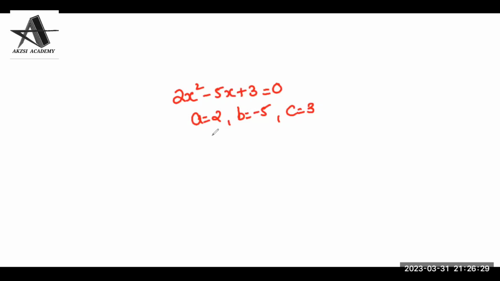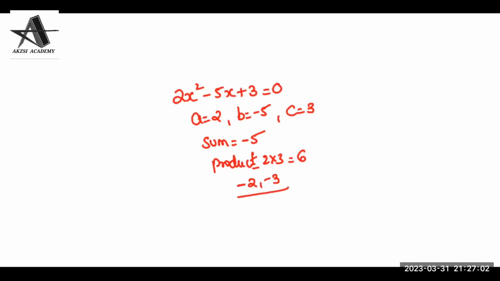Even that question where a is equal to 1, you can solve with this conventional method as well. But that's a shortcut. We have to do the same thing. We have to find two numbers whose sum should be equal to b, which is minus 5, and whose product should be equal to a times c, which is 2 times 3, that is 6. So it's the same kind. Sum is minus 5, product is 6, that is, the two numbers are minus 2 and minus 3.